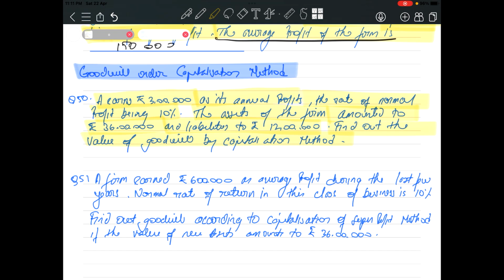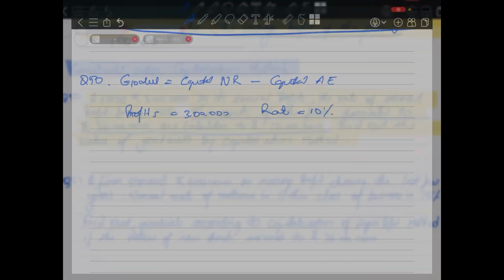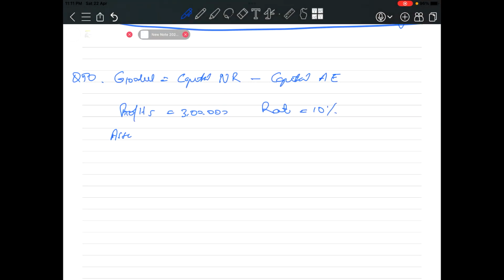Now the assets of the firm. The assets of the firm amounted to 36 lakhs and liabilities amounted to 12 lakhs. Now in this type of question, the asset of the firm, whose firm? The firm whose goodwill we are calculating. This is the data of that firm. So they have given us assets of 36 lakhs and liabilities of 12 lakhs. Now we have to calculate goodwill.